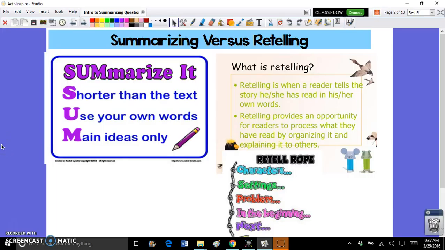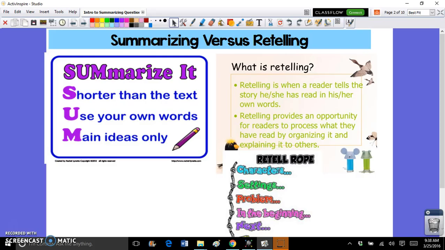When you retell, you're telling a person or a reader the story or the text that you've read using your own words. So when you retell, you actually can include a lot of the details that were in the text. It's almost, I guess, similar to paraphrasing. So a retelling can actually be pretty long.